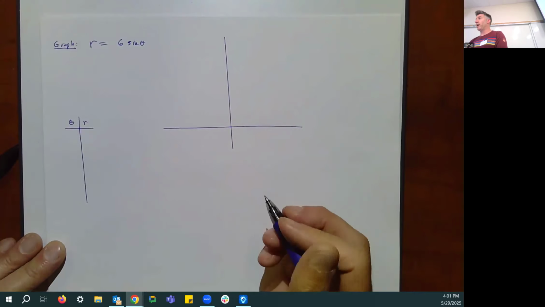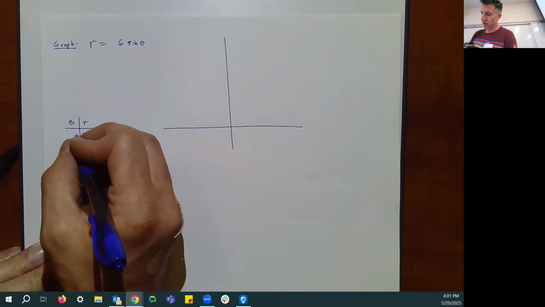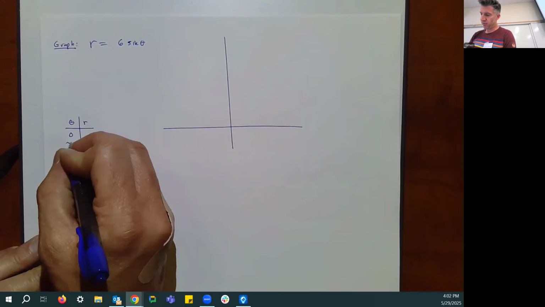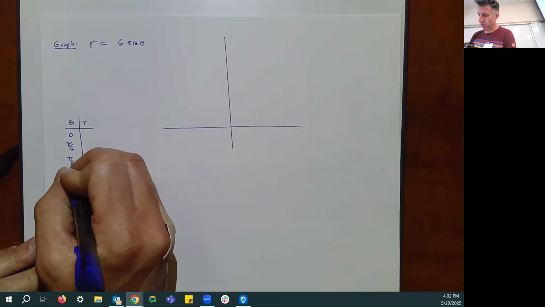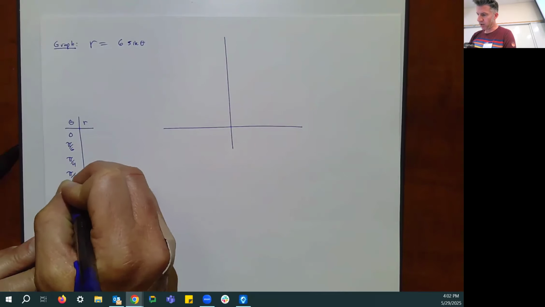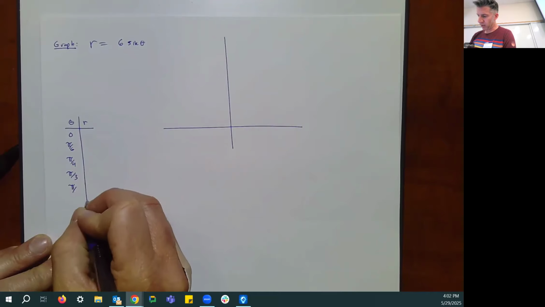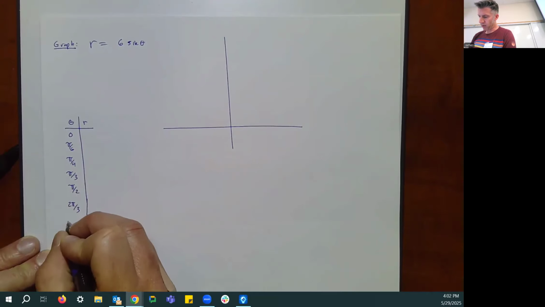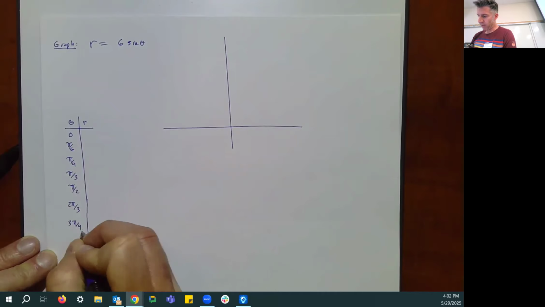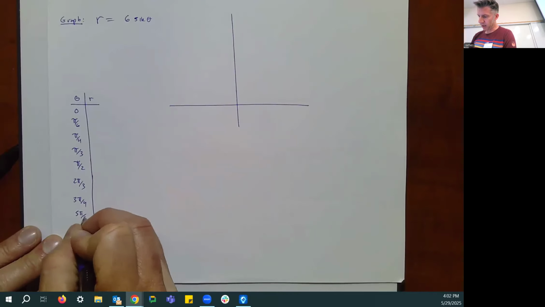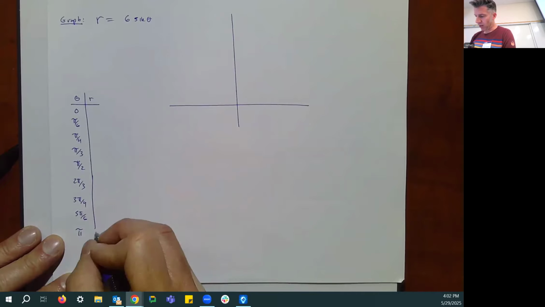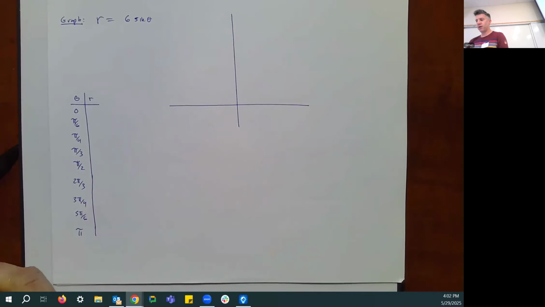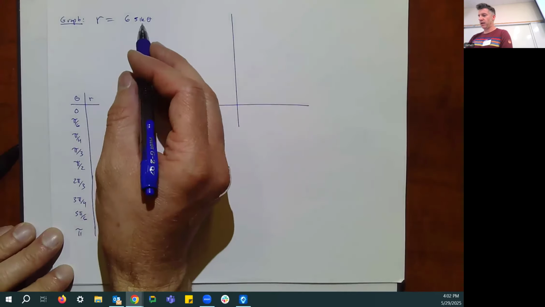I'm going to pick the usual angles: theta equals 0, pi over 6, pi over 4, pi over 3, pi over 2. We might as well go 2 pi over 3, 3 pi over 4, 5 pi over 6, and lastly pi. We'll talk about that. And then we're going to find sine of each angle times 6.